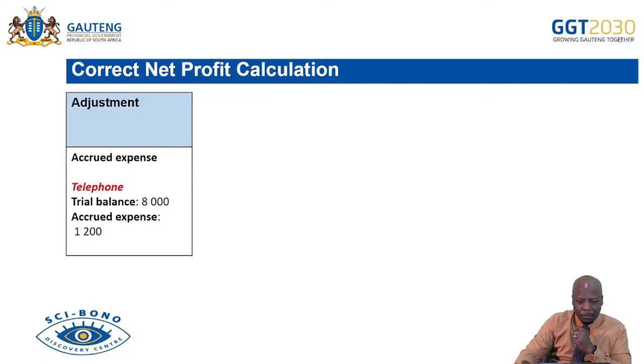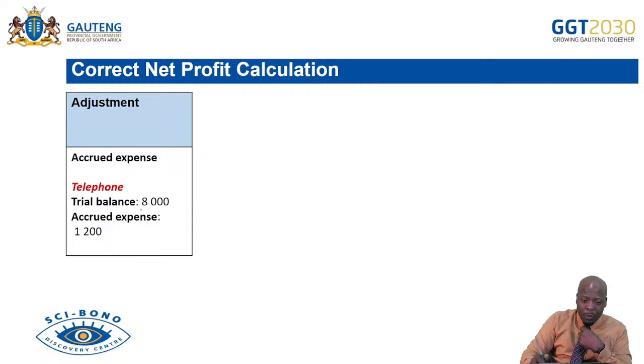In the fourth one, we have telephone, and now it's an accrued expense. All right, an accrued expense of telephone, 8,000. Accrued expense simply means it's an expense that we have not yet paid. All right, an expense that has been incurred but not yet catered for, not yet paid.